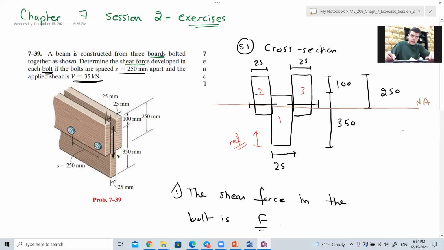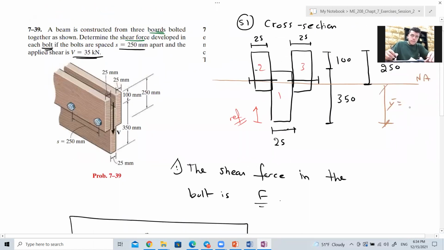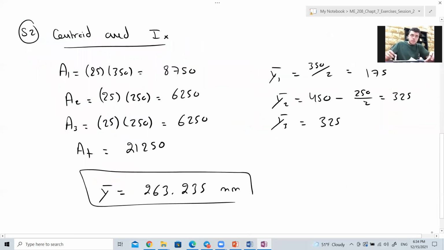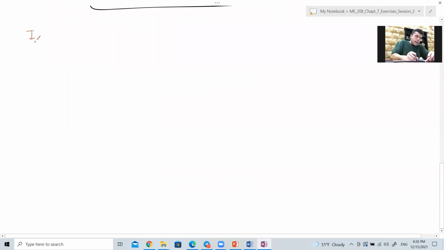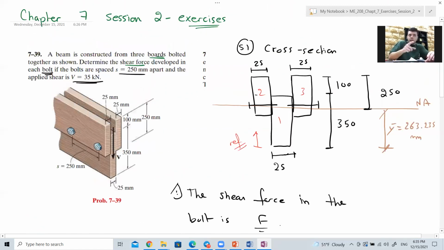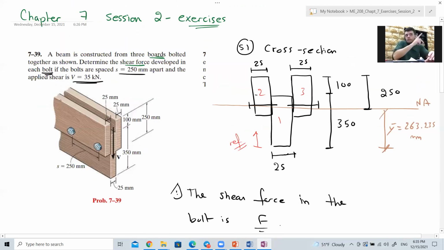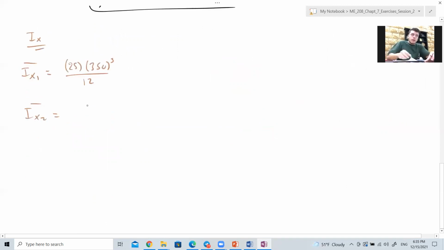This is the neutral axis and y bar is equal to 263.235 millimeter. This is y bar. Now we find Ix, like we learned. Ix1 bar is bh cubed over 12, meaning 25 times 350 cubed over 12. Ix2 bar is bh cubed over 12, meaning 25 times 250 cubed over 12.